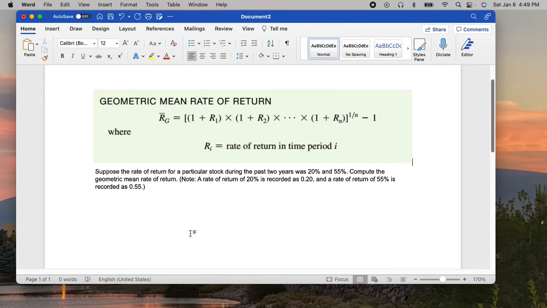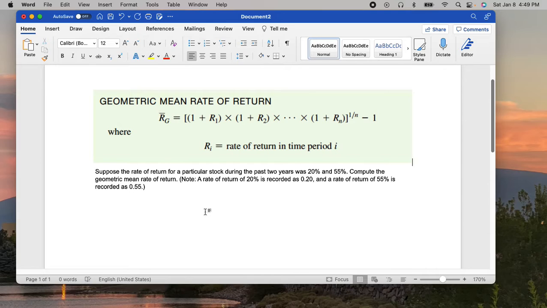So the problem says, suppose the rate of return for a particular stock during the past 2 years was 0.20 and 0.55. Compute the geometric mean rate of return. Note, a rate of return of 20% is recorded as 0.20, and a rate of return of 55% is recorded as 0.55.